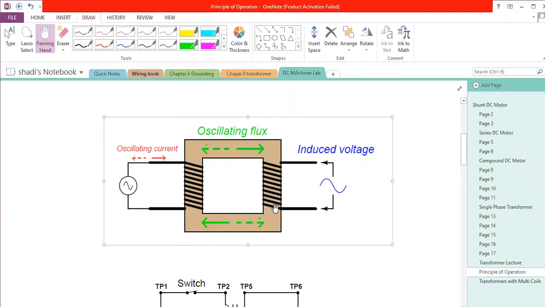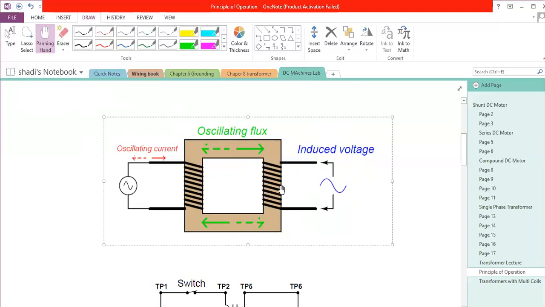Now, since we have an alternating magnetic field inside the core, we will generate voltage at the secondary. The value of the induced voltage at the secondary depends mainly on the number of turns which we have at the secondary. If the number of turns of the secondary is greater than the number of turns of the primary, then this transformer works as a step-up transformer. If the number of turns at the secondary is less than the number of turns of the primary, then it will generate voltage less than what comes from the primary, so it is a step-down transformer.